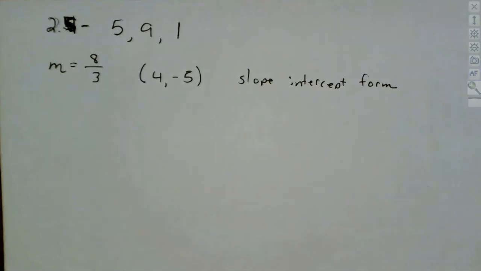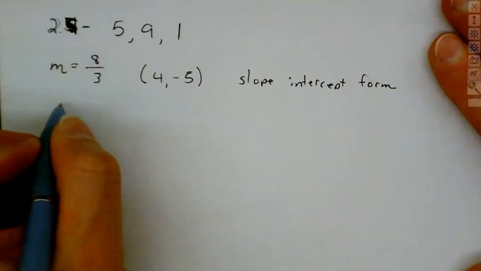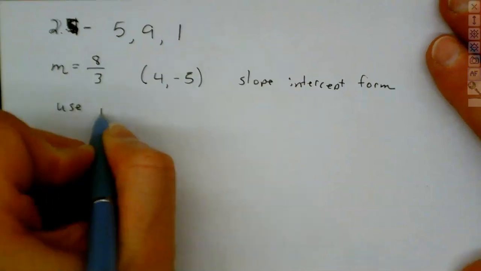I know it's been 2 weeks since we went through these, right? But what do we have? We have a point and we have a slope. We need to find the equation in slope-intercept form. So, what are we going to use? Well, the first thing we're going to use is point-slope.